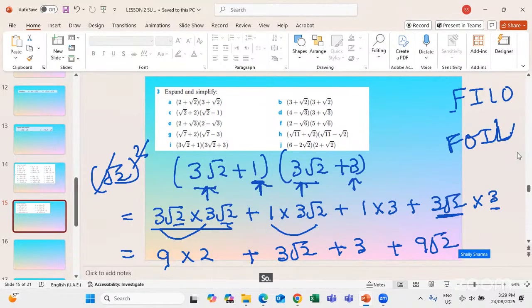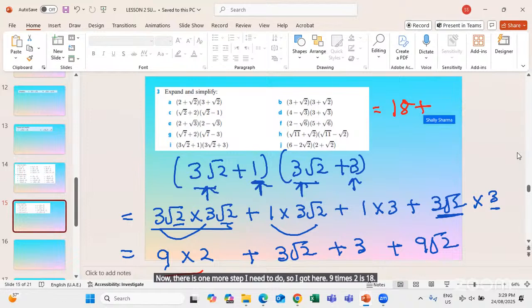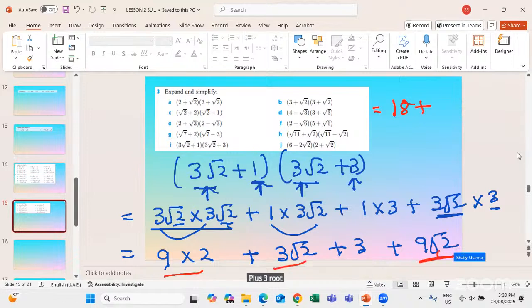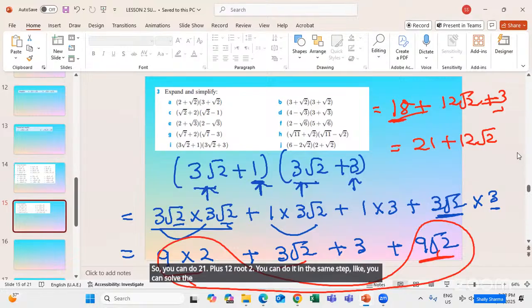So what I did so far is just the expansion of the brackets. Now there is one more step I need to do. I got here 9 times 2 is 18 plus 3 root 2 plus 9 root 2. So I can find some like terms. That is 12 root 2 and plus 3. Again 18 and 3 are like terms. So you can do 21 plus 12 root 2.